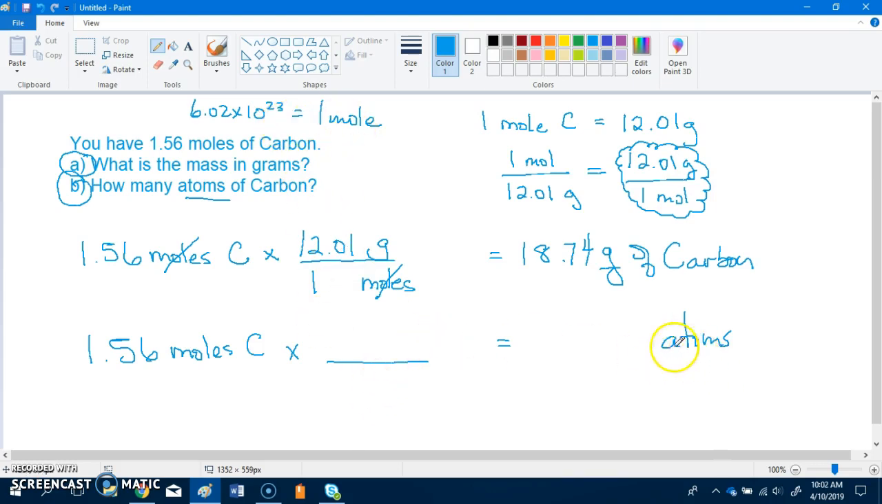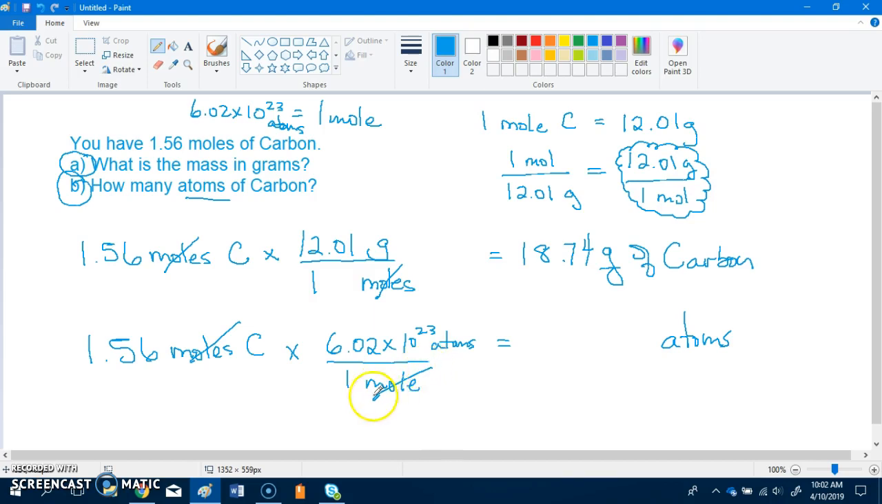Because we're looking for atoms, we're going to use Avogadro's number, which is 6.02 times 10 to the 23 atoms, so we're going to leave that on top because we don't want that amount canceled out. And then 1 mole goes on the bottom because that's always going to be the unit that cancels out and is not in our answer.